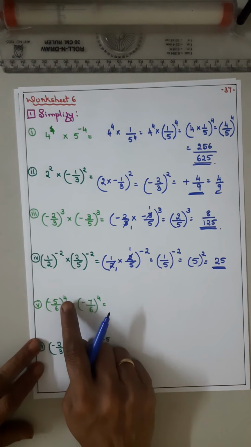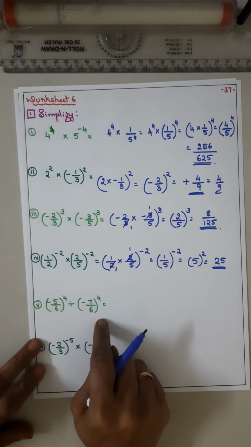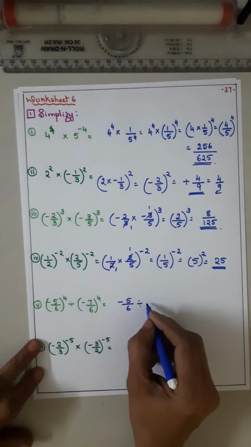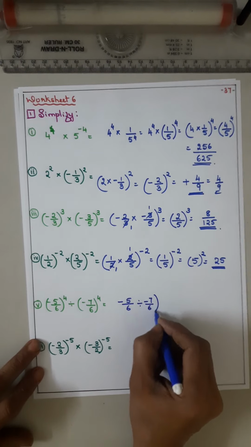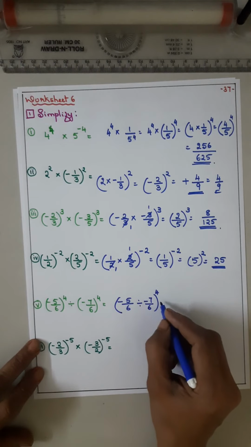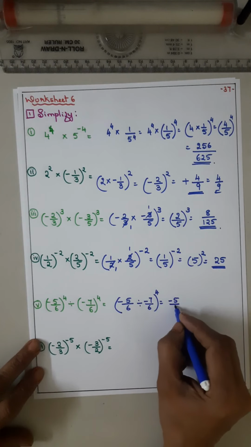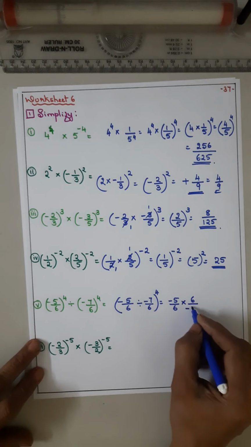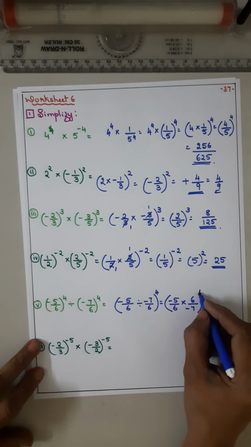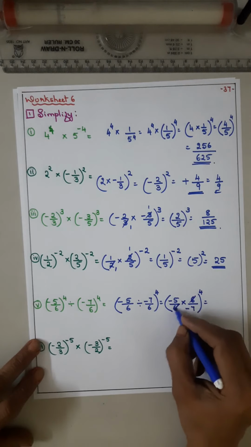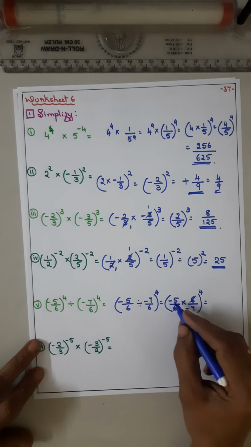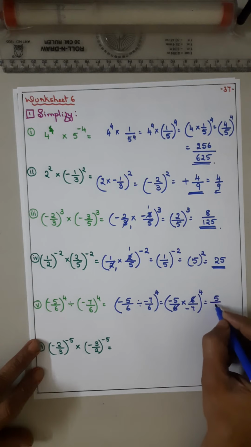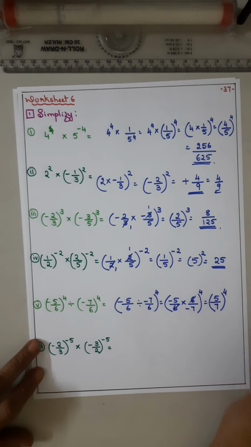Now here in the fifth sum, power is same, the denominators are different. So minus 5 by 6 divided by minus 7 by 6, the whole raised to 4. Minus 5 by 6, division means multiply the reciprocal. So 6 by minus 7, the whole raised to 4. 6 and 6 get cancelled. Now it became minus minus plus. So 5 by 7, the whole raised to 4.